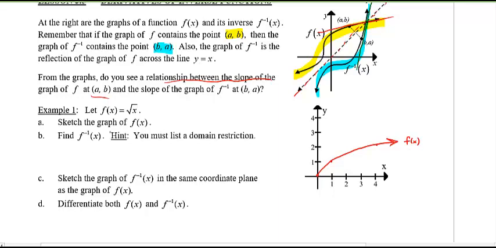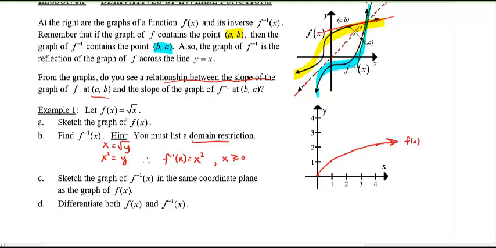To find the inverse, we're going to switch x and y, so x equals the square root of y. I'm going to solve for y by squaring both sides. And therefore, the inverse here is equal to x squared. But remember, I must have a domain restriction. It's not all real numbers. This has to be bigger or equal to 0.